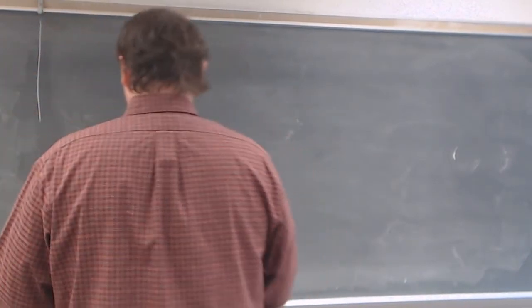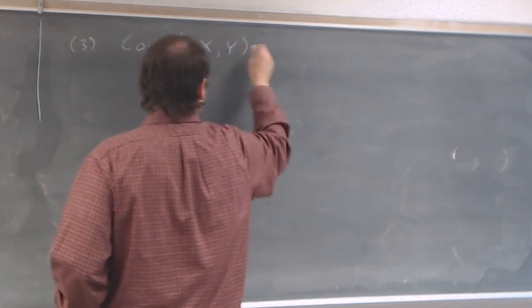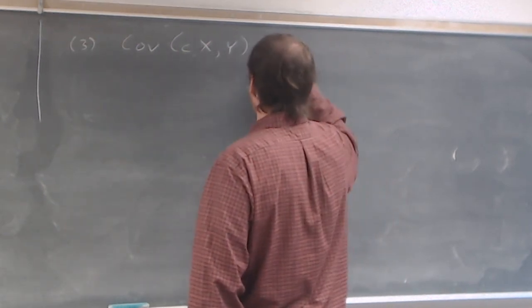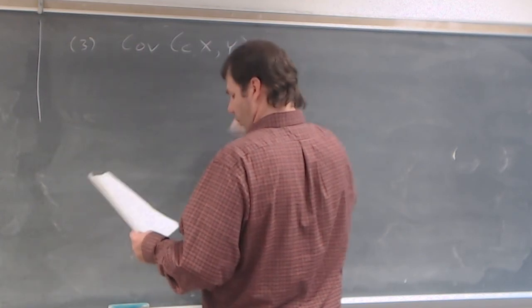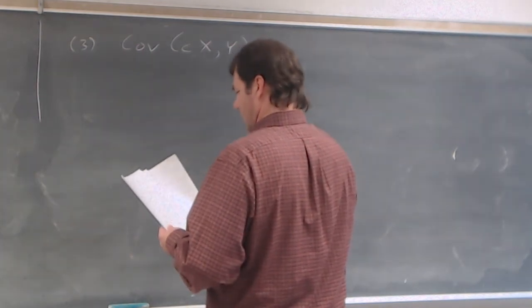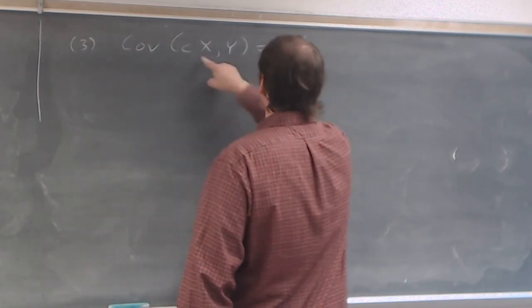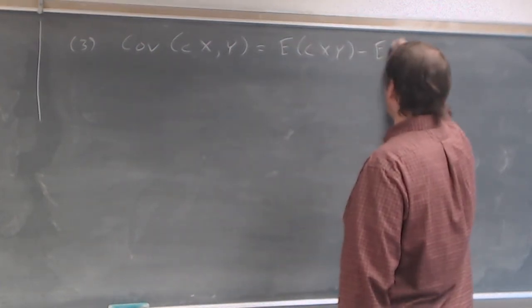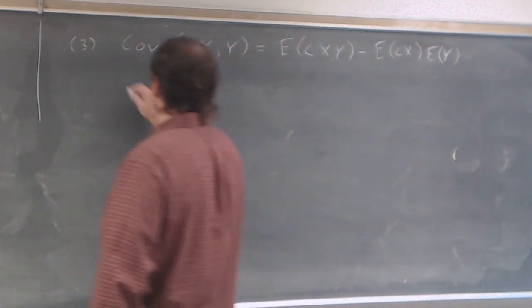Thirdly, we want to show that the covariance of c times x with y is equal to c times the covariance of x with y. Well, what it's going to be equal to, first of all, I'll use the formula this time. It's a quicker way of doing it. So this is equal to the expected value of the first guy, c times x, times y, minus the expected value of the first guy, which is c times x, times the expected value of the second guy, which is y, by the formula.